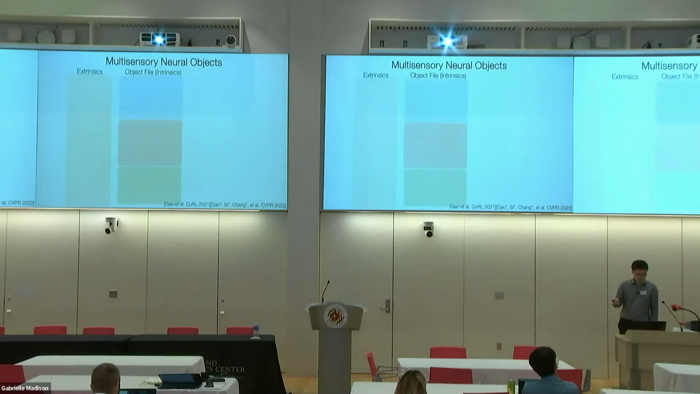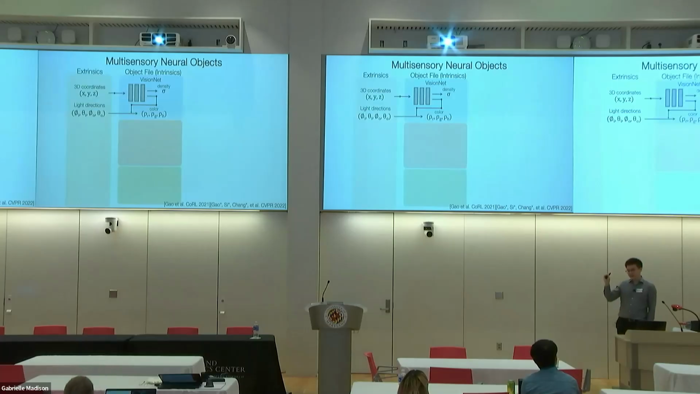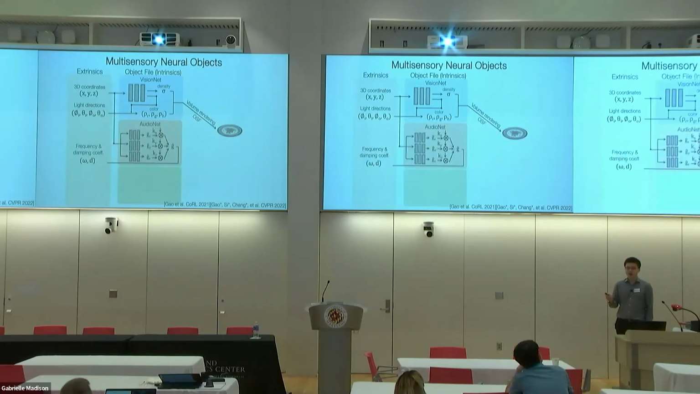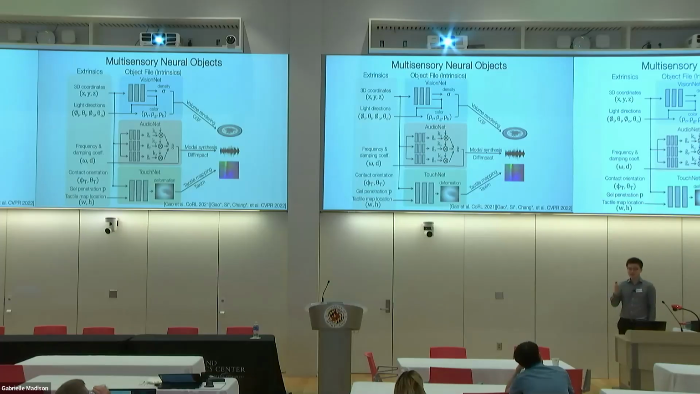So that's one application. And like I mentioned, every neural object is an implicit representation, right? Which we call an object file. Here are some more details. Basically, the high-level idea is that it contains 3 subnetworks. It has a vision net, an audio net, and a touch net.